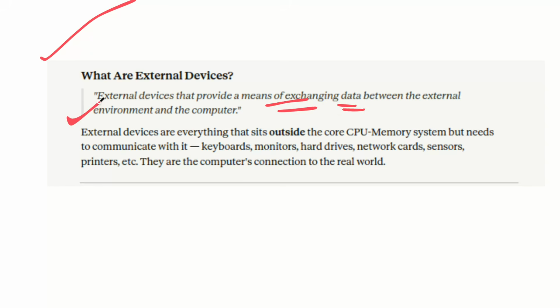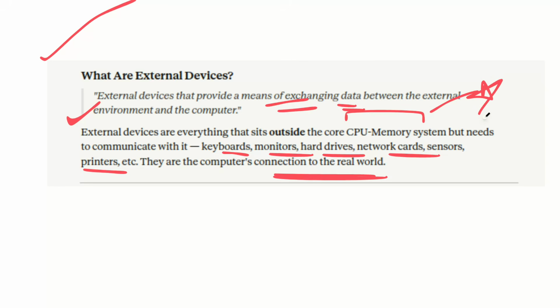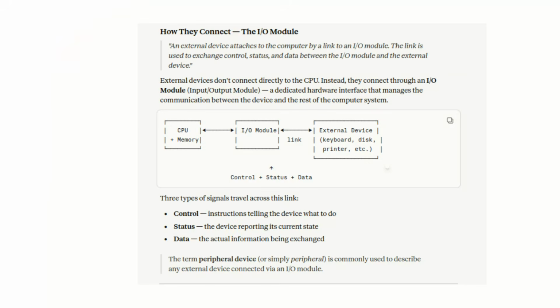External devices sit outside the core CPU memory system, but we need to communicate with them through keyboards, monitors, hard drives, network cards, sensors, printers, etc. So these are the computer's connections to the real world. The CPU and memory are all inside things, and outside we have these external devices. They help us communicate with the CPU and memory, and they provide a connection with the real world. Examples are keyboards, monitors, printers, speakers, network cards, sensors, and hard drives.